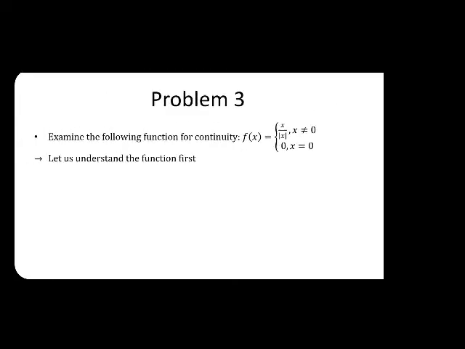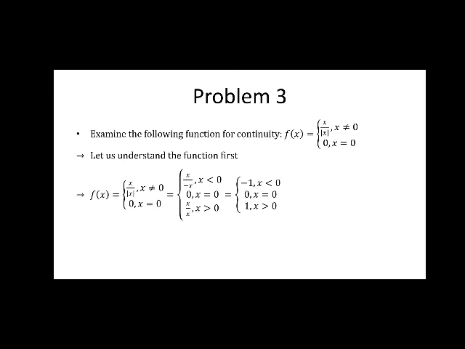So we are given f(x) equals x by mod x when x is not equal to 0, and 0 otherwise. Now how mod x works is something we already know, but let us just revise. Mod x is minus x when x is less than 0, and it is just x when x is greater than 0. So definitely this function for x less than 0 would become x by minus x, and it will become x by x when x is greater than 0.